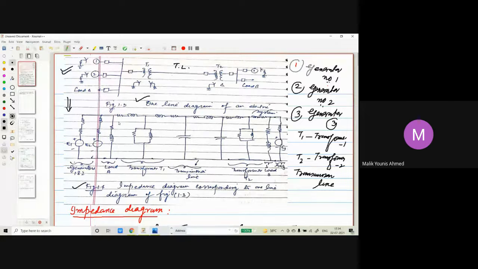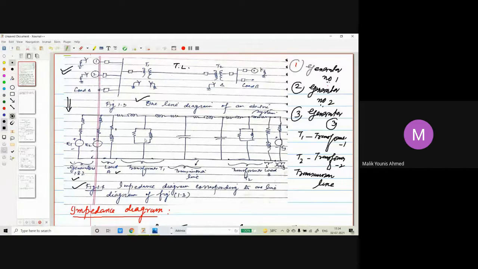And then we have a load. Load is also in parallel. Because it's not a rotating load, it will be represented by resistance and reactance. So load A is here, here are generators 1 and 2, and load A. Then we have a transformer T1. Transformer T1 primary side is represented by resistance, reactance, secondary side resistance, and we have included shunt. This part we can neglect. In the next diagram, we can neglect this shunt part.